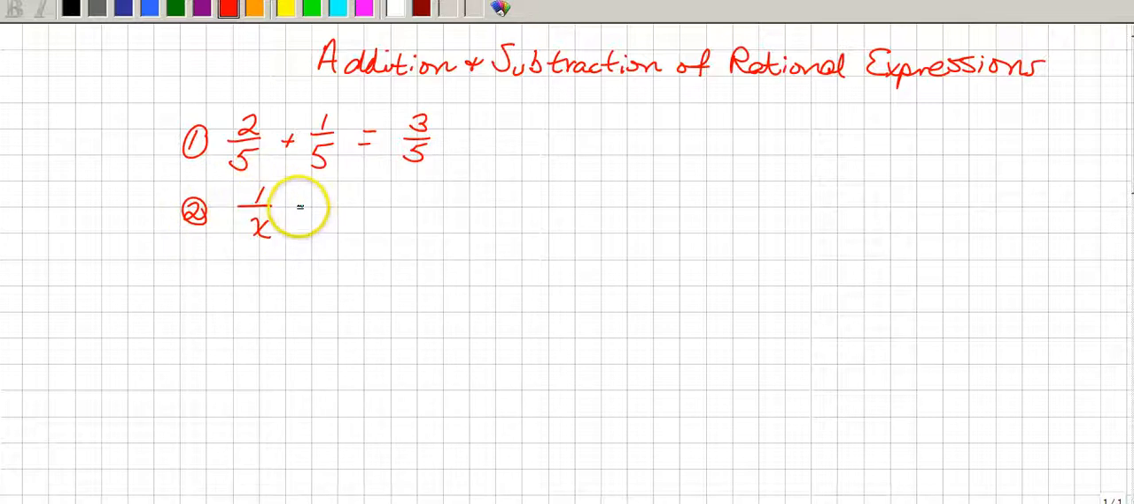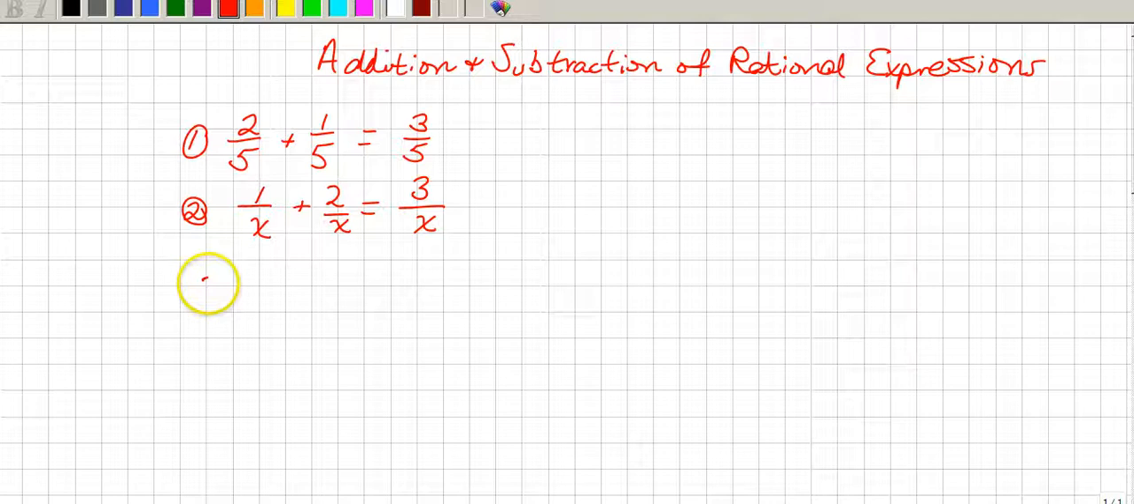Likewise, if we had a pair of expressions containing variables, for example 1 over x plus 2 over x, it's the same logic. If the denominator is the same, we just keep that denominator of x. Don't be tempted to add the two x's together and add the numerators. The answer is 3 over x.